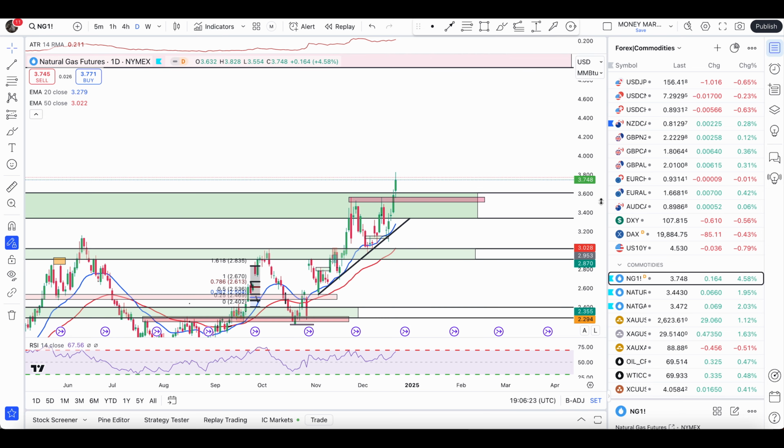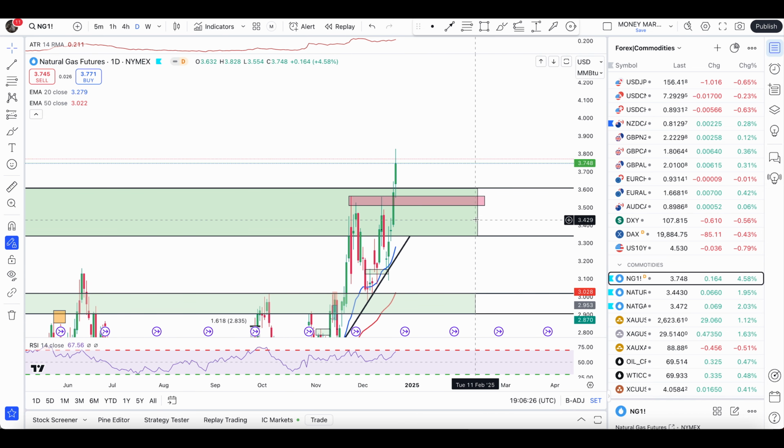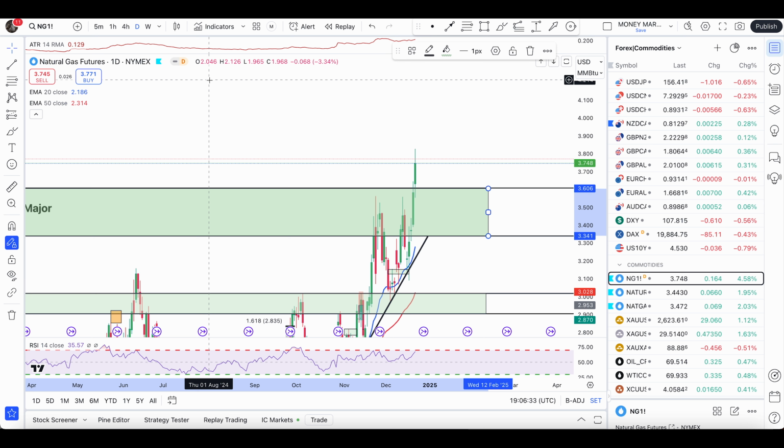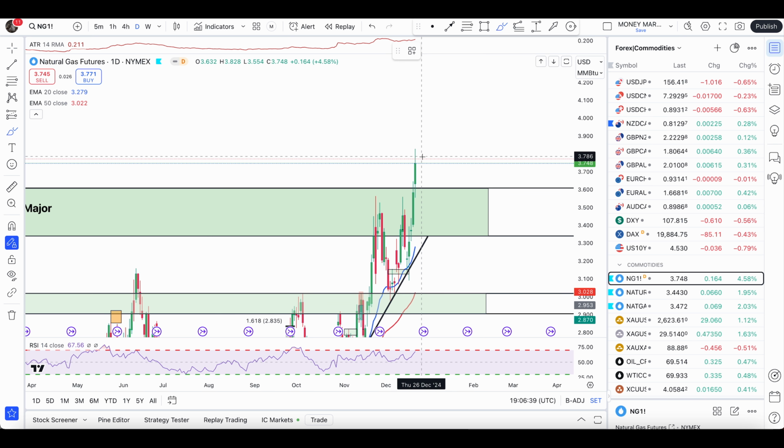So first, we're going to look at this level. For now, pay attention to the level below, which is right here. 3.341 goes up to 3.606. We can have three types of entries here.